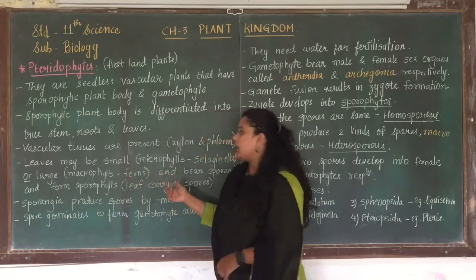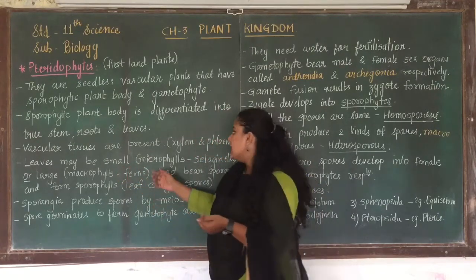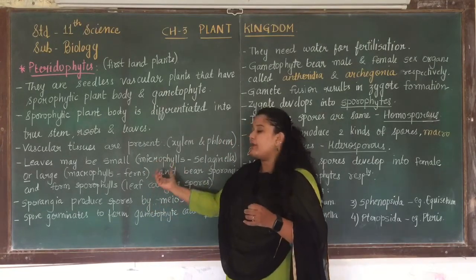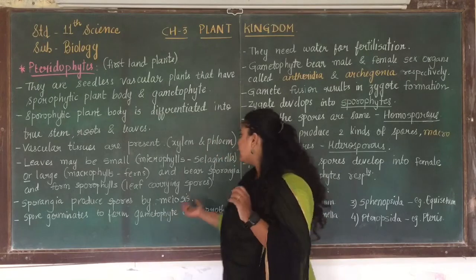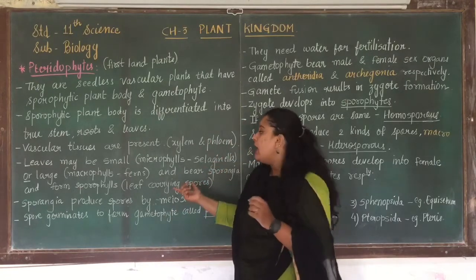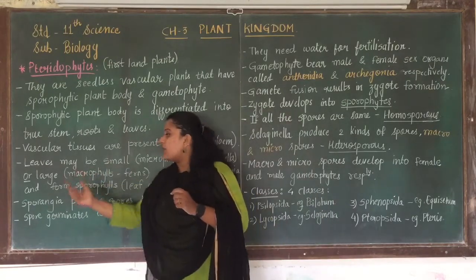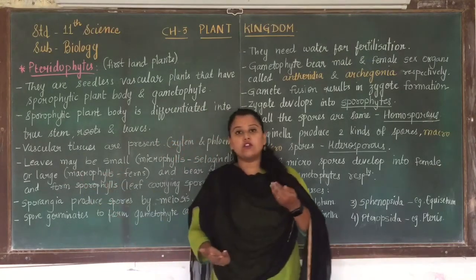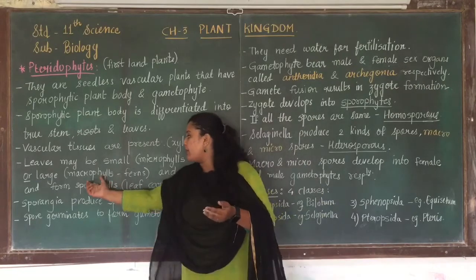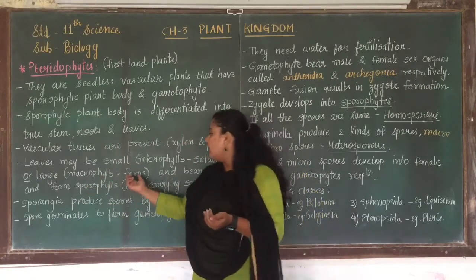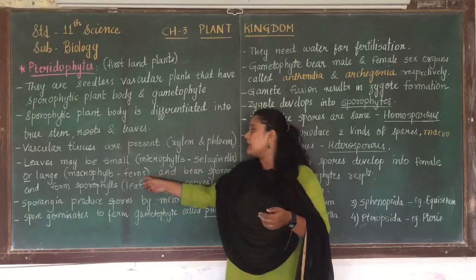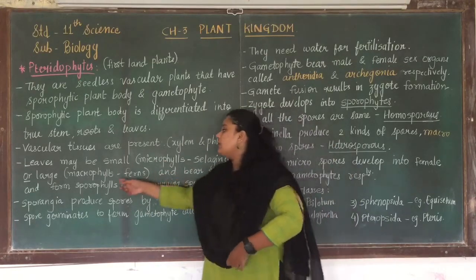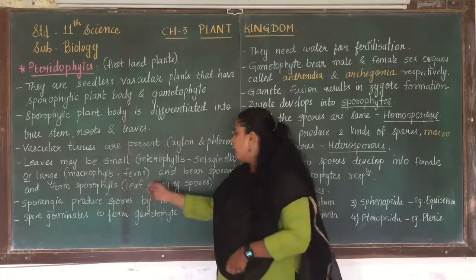Leaves may be small. If the leaves are small in size, they are said to be microphylls, right? And an example of these small leaves is found in Selaginella, right? And also their leaves may be found in large size, and then they are said to be macrophylls, right? And these macrophylls are found in ferns, right? So these are the two examples. The small leaves are found in Selaginella, and the large leaves are found in ferns.